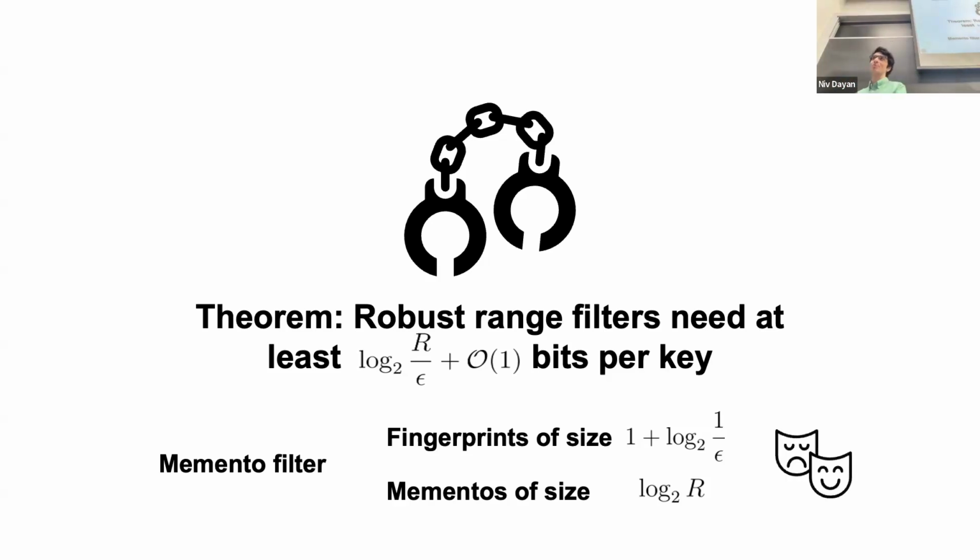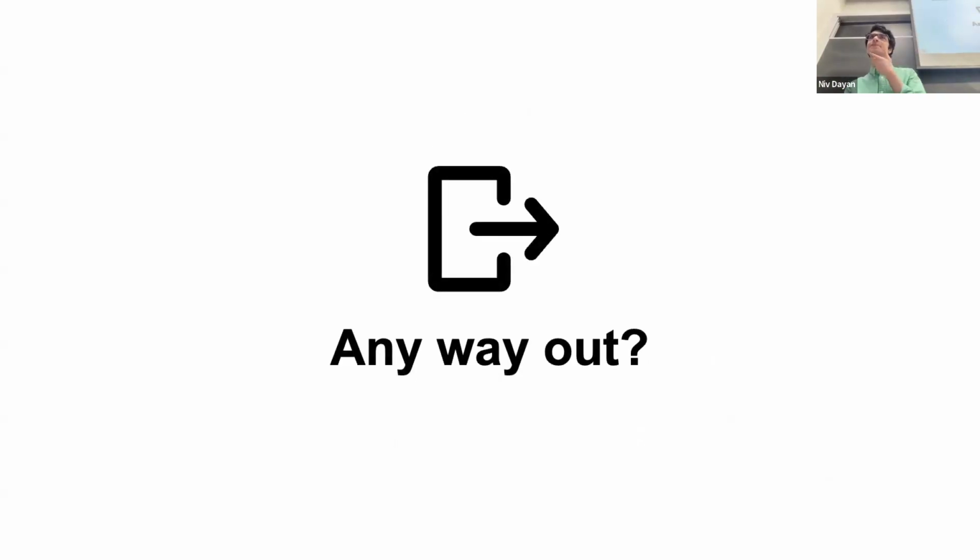So in some sense, we're happy because Memento is doing the best thing that's possible. You can't really do anything better physically. But in some sense, we're unhappy because we want to support variable length queries and we want to support variable length keys. So what do we do? Is there any way out?